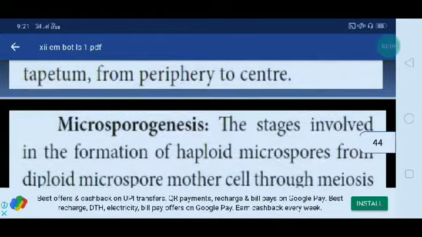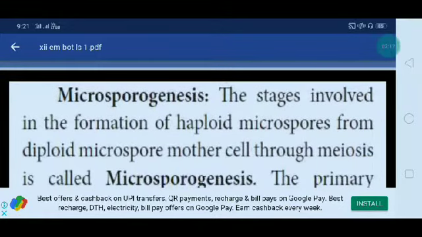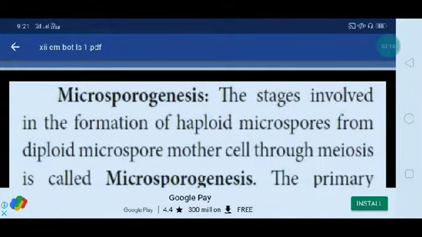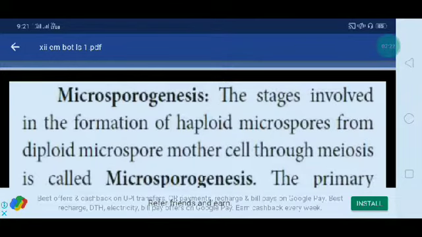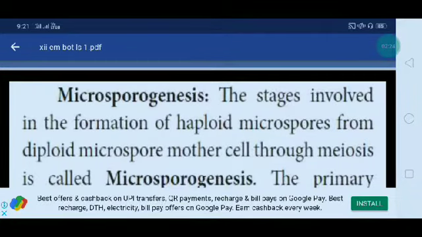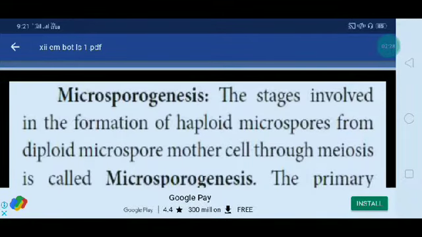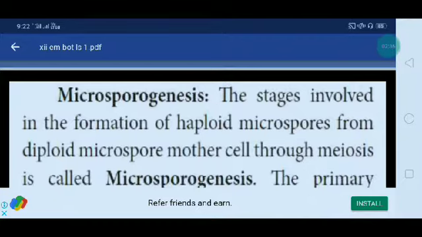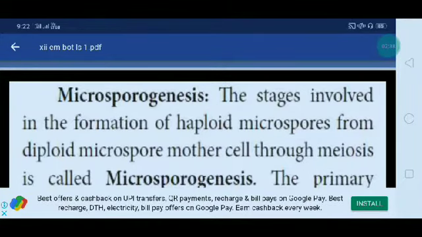Next one is microsporogenesis. Micro means minute; sporogenesis is the process of microspore formation. The stages involved in the formation of haploid microspores from diploid microspore mother cells through meiosis is called microsporogenesis.